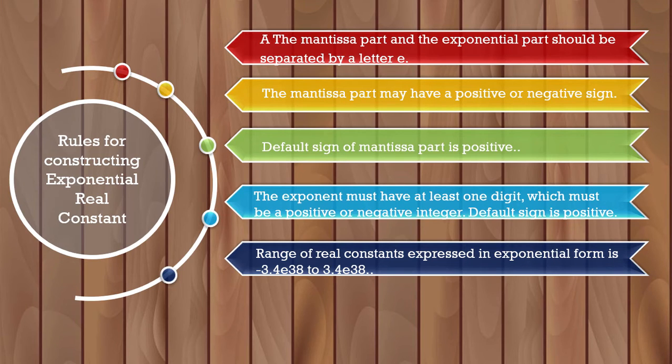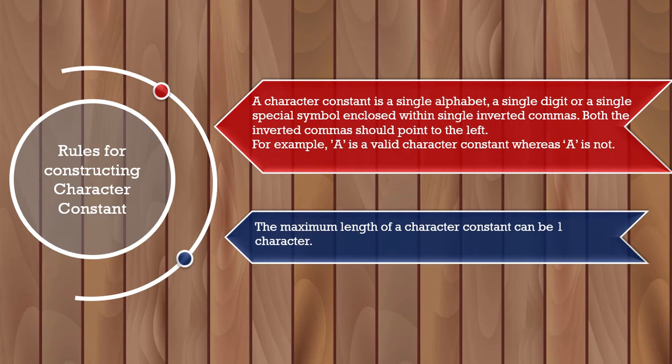Rules for constructing an exponential real constant. The mantissa part and the exponent part should be separated by the letter E. The mantissa part may have a positive or negative sign. The default sign of the mantissa part is positive. The exponent must have at least one digit, which must be a positive or negative integer. The default sign is positive. The range of a real constant expressed in exponential form is -3.4E38 to 3.4E38 and so on.